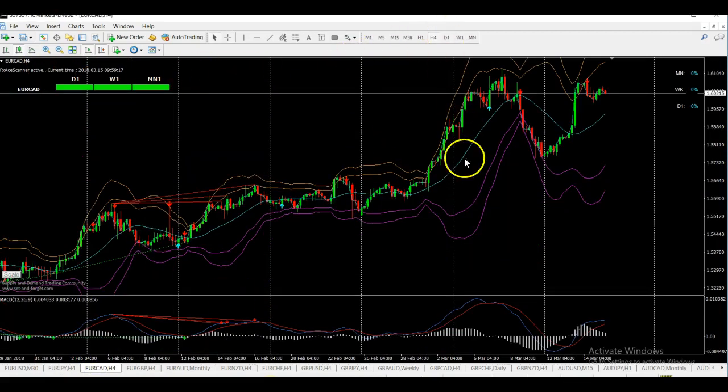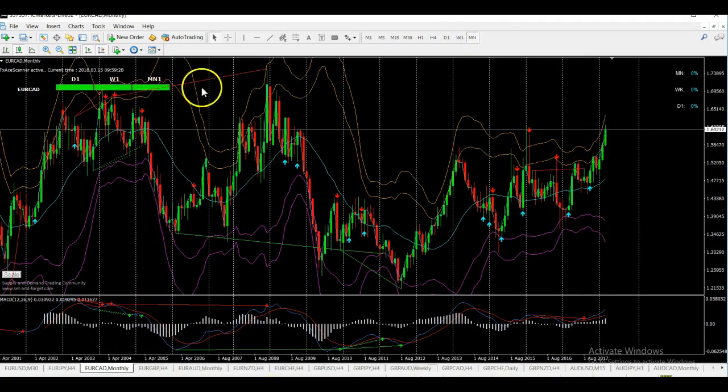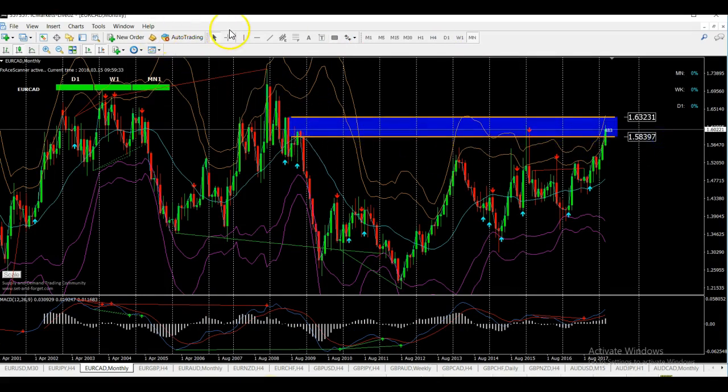EuroCAD's another trade I've been looking at. Getting some nice signals. I think this is a good signal to take to the downside. I'll tell you why. Let's look at the monthly. Okay, so we're deep in this, just popped above this monthly area here. Just deep in it here. Let's see. And look at the weekly.